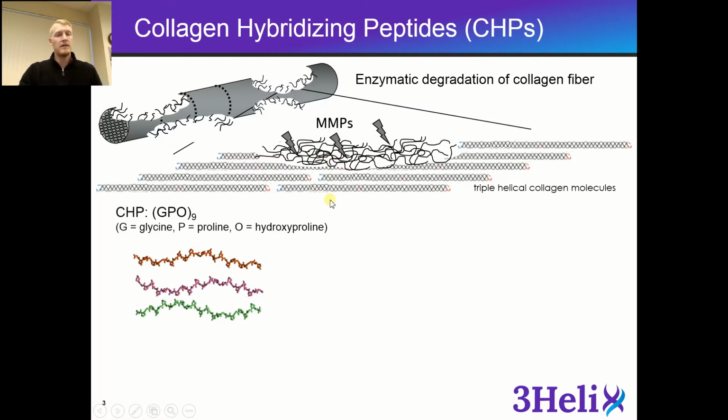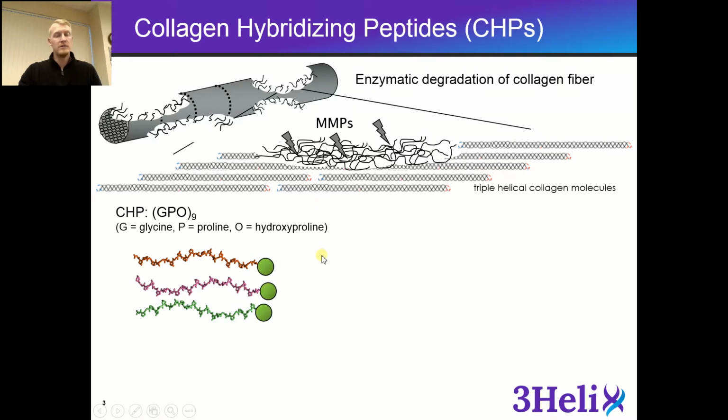Now we designed our CHP based on a glycine, proline, and hydroxyproline repeating peptide. This is important because this specific sequence has the highest propensity to refold into a collagen triple helix. That means if we apply it to tissues, the CHPs will target the collagen based on that alpha strand that we talked about in the previous slide.